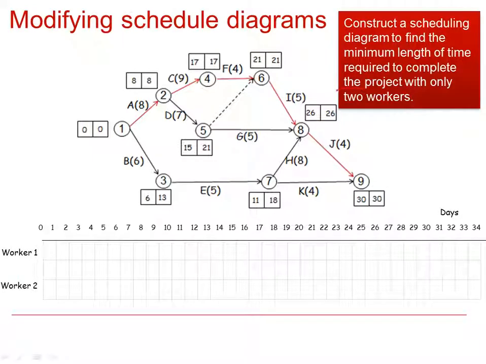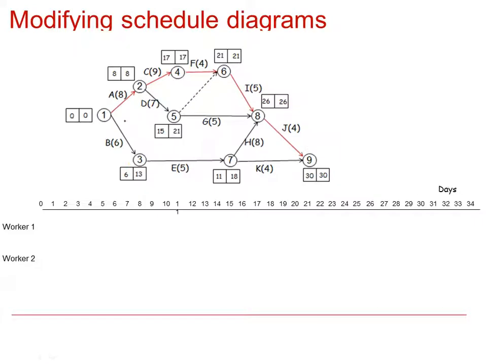So we only have 2 workers available, and we want to construct a scheduling diagram to find the minimum length of time required to complete the project using these 2 workers. So we know the project will be delayed, but what we want to do is minimize this delay. So what we do this time is we do not assign the critical path to any one worker. We must assign activities individually as we go along the network.